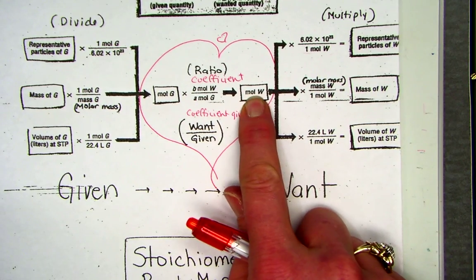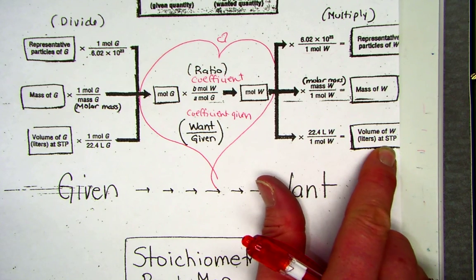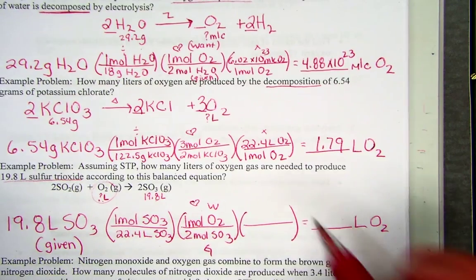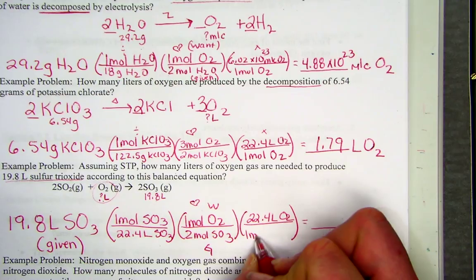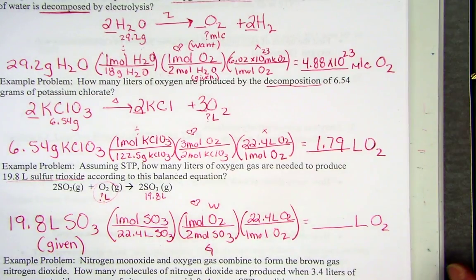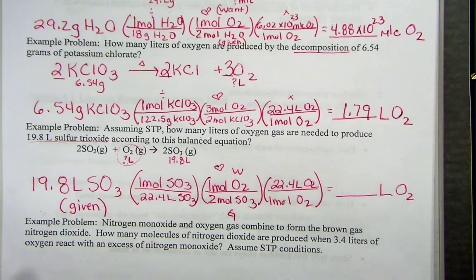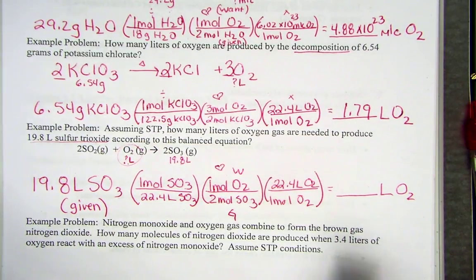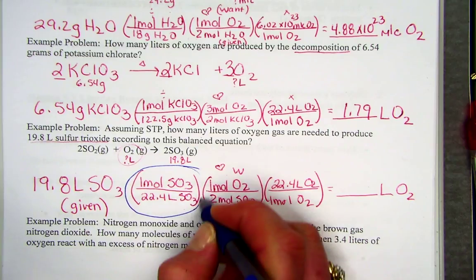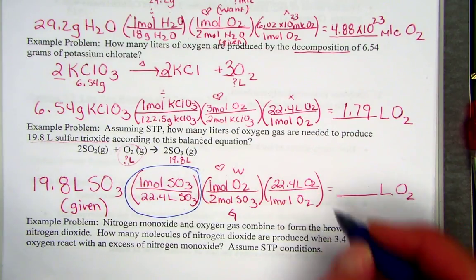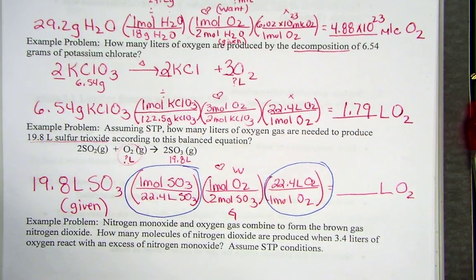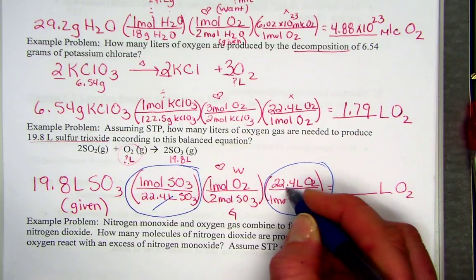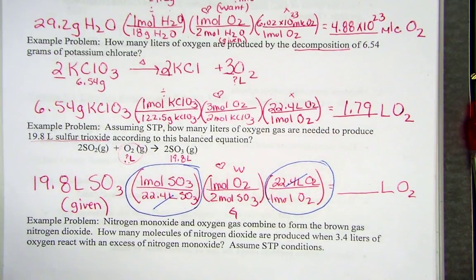To head back out to the world of volume, notice we're right here. We come down and head back out to the liters of want. 22.4 liters of oxygen for every 1 mole of oxygen. Now notice something very unique to a volume. In step 1, I'm dividing by 22.4. In step 3, I'm multiplying by 22.4. Since our conversions are the same, they are going to simply simplify.